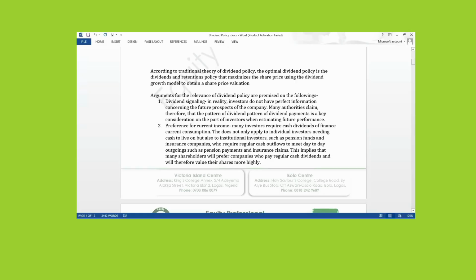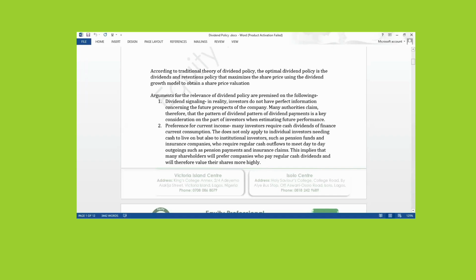In reality, investors do not have perfect information concerning the future prospects of a company. Dividend payments provide information about a company's future prospects. That is number one reason to support traditional theory of dividend.